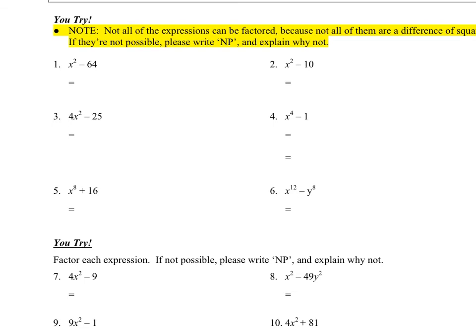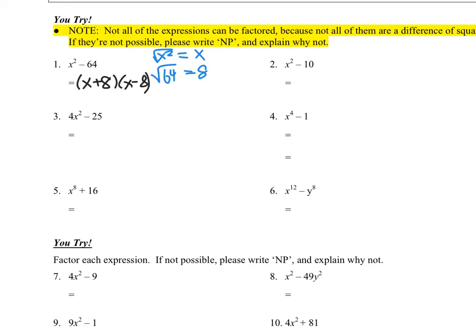Okay, let's try a few more examples. Now, not all of these are difference of squares, so they're not all going to be factorable, and if they're not, we're just going to write NP, not possible. The first one, it's a difference, there's 2 terms, and they're both perfect squares. So this is good. The square root of x squared is x, the square root of 64 is 8. You do not have to write this side note if you don't want to. I'm just doing it for organization and to show my work. Okay, so I square rooted both terms. One has addition, one has subtraction.